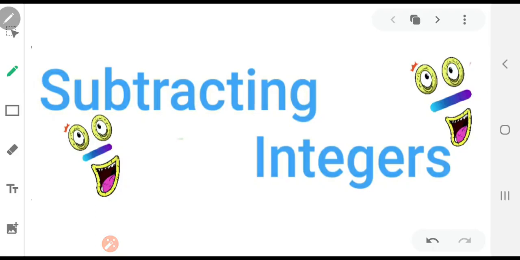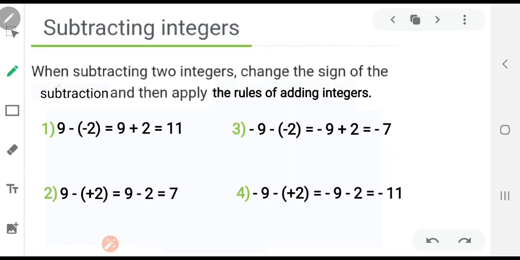Today's lesson is going to be about subtracting integers. It's the second part of the game that I've told you about when we discussed adding integers. Now let's see. When subtracting two integers, first we need to change the sign of the subtraction. Then we need to apply the rules of addition. So 1, change the sign of the subtraction. 2 is apply the rules of addition. Let's see what this means.